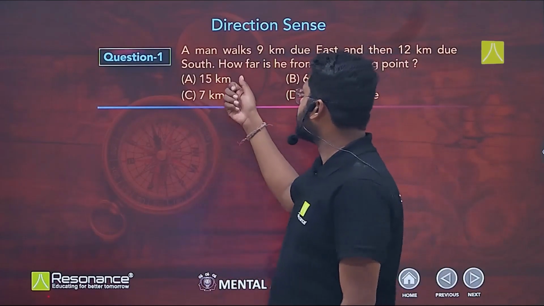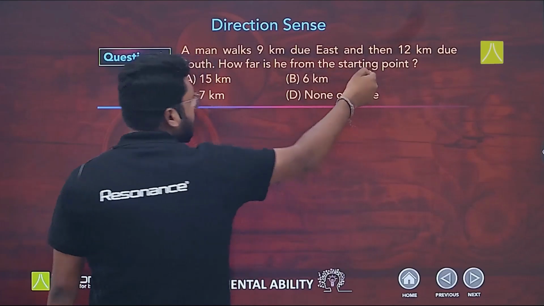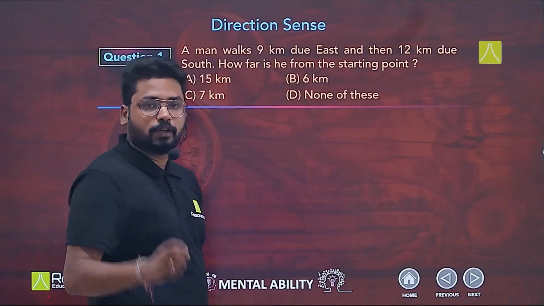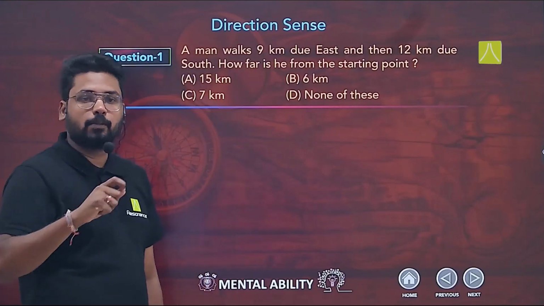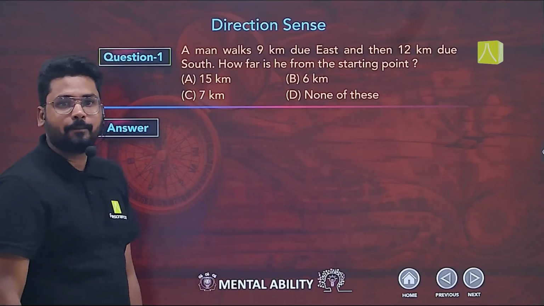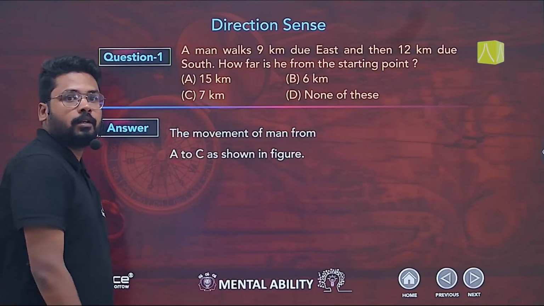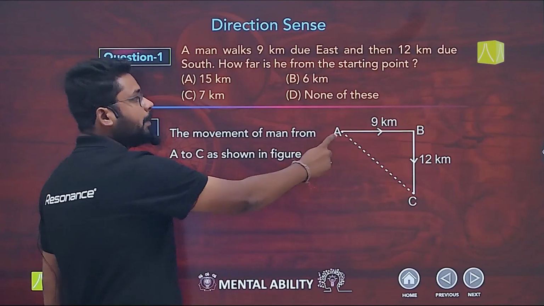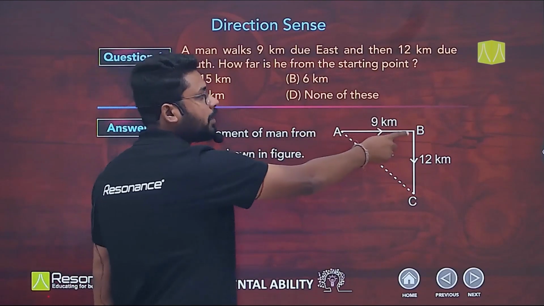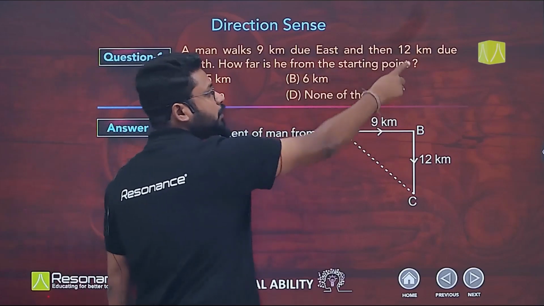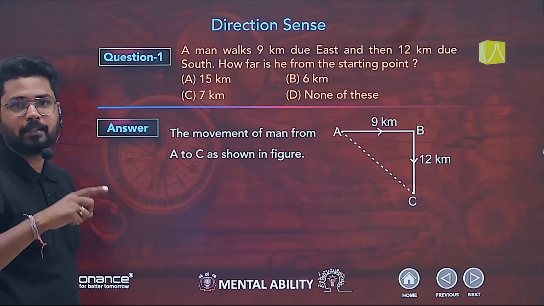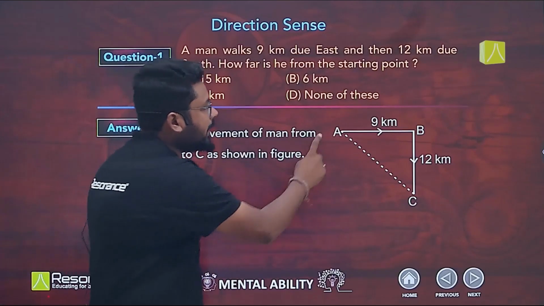Question: a man walks 9 km due east and then 12 km south. How far is he from the starting point? First we'll draw a reference point, then we'll move 9 km east, and then from that point we'll move 12 km south. So here is the figure. A man started from point A, then moved to point B, in the east direction. This is east, 9 km. Then from point B, he goes 12 km south and reaches point C. First A to B, then B to C. So we have to find the distance between A and C.